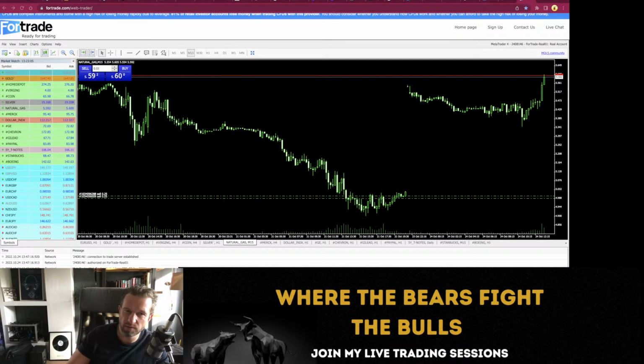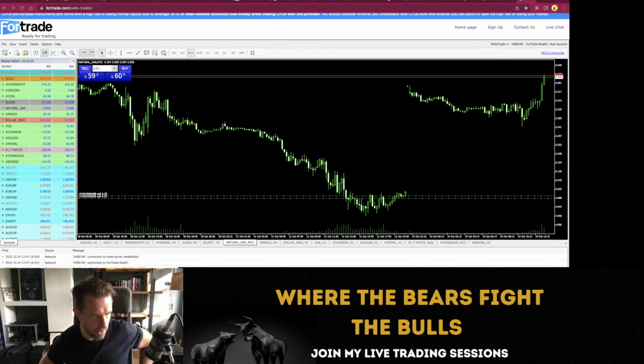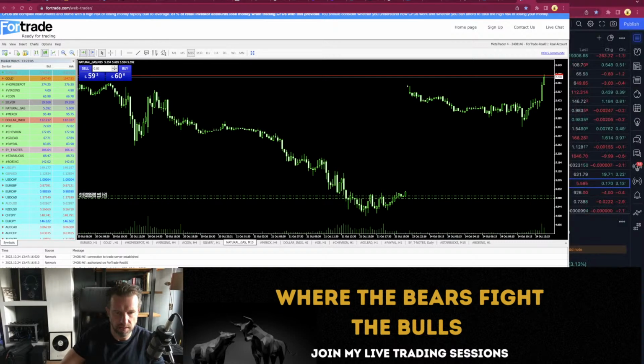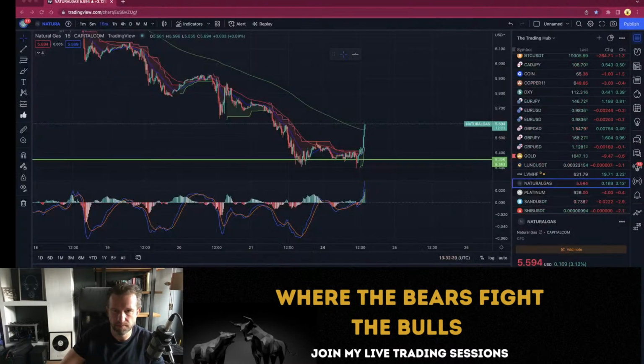I think long term though, with natural gas, we are going into the winter months, as I mentioned earlier. So in theory, we should be on for a bullish run, and also if you're looking at the price of natural gas over the last few months, let's just have a look at it there. So you look at the price over there, it's come down quite a lot. In fact, a hell of a lot.